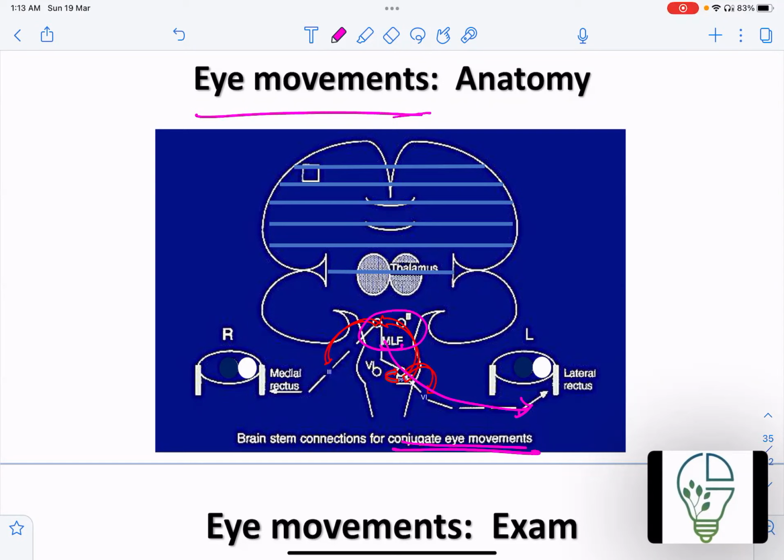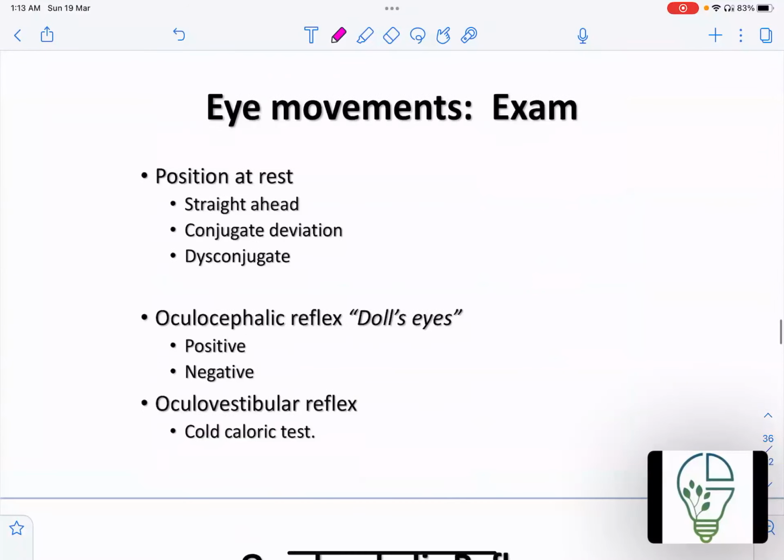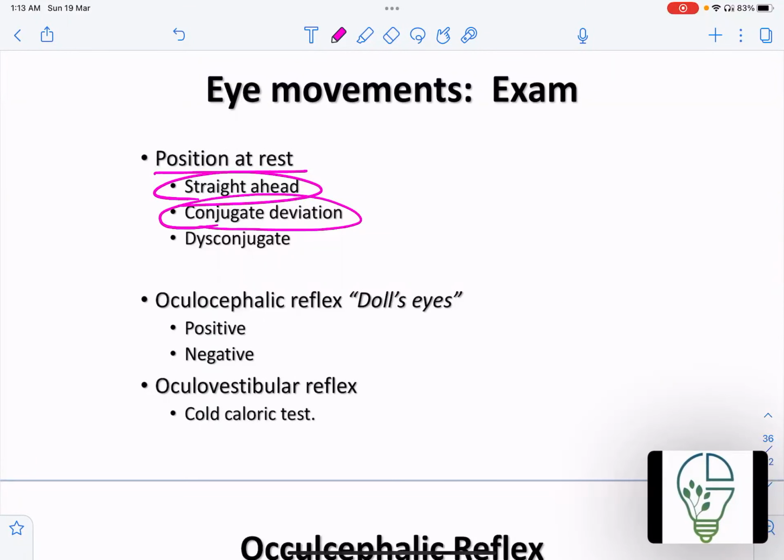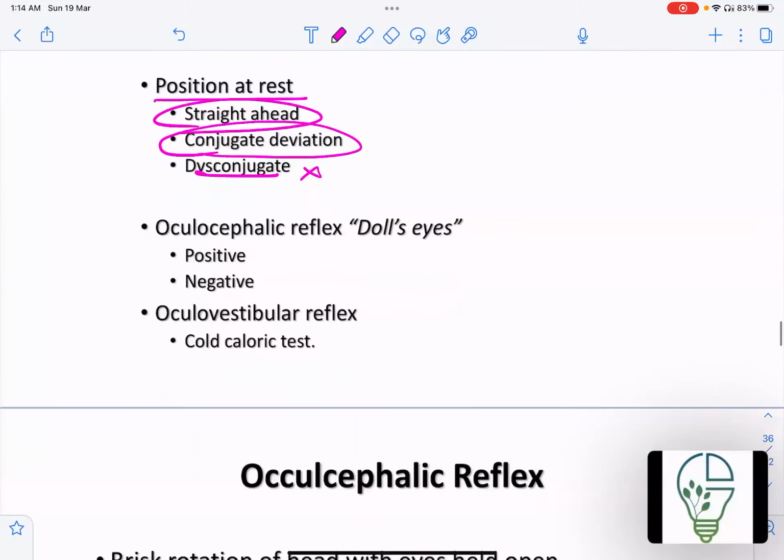It's conjugate movement. If there's an injury in the medial longitudinal fasciculus, this function goes away, right? If you're fine right now, you can actually never look one eye left, one eye right. It's a natural response. That indicates you're perfectly fine, right? But if there's an injury, you lose this specific function. So position at rest, the patient will be looking straight ahead, or conjugate deviation. In terms of stroke, sometimes the patient can permanently be looking in one direction, and that's because of some injury caused as well, or disconjugate because they could have had an injury in the MLF.